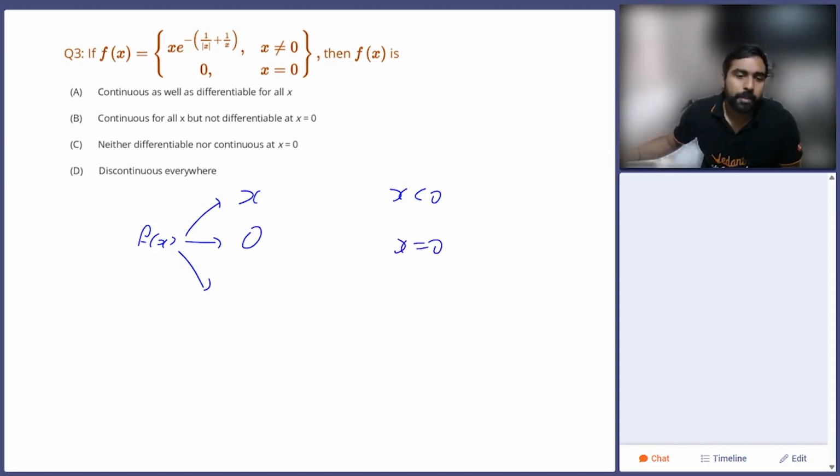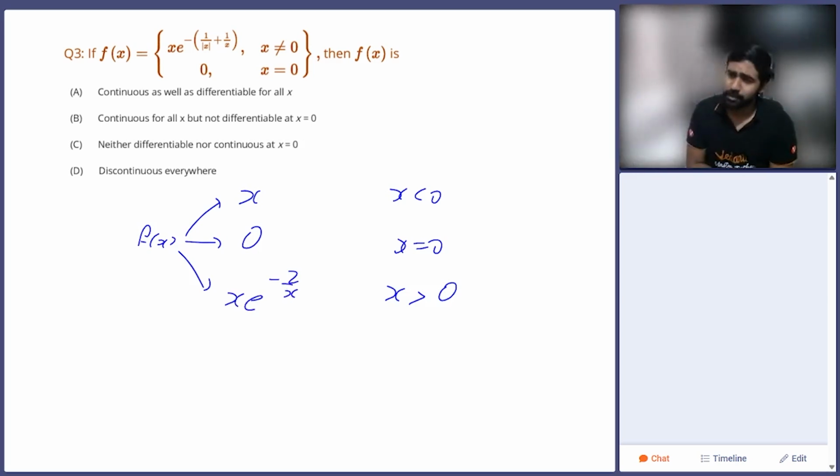Then when x is equal to 0, it is equal to 0 only. When x is positive, what do I have? My definition will be x into e power minus 1 by x minus plus 1 by x. So basically x into e power minus 2 upon x. This is the expression that we have, right?